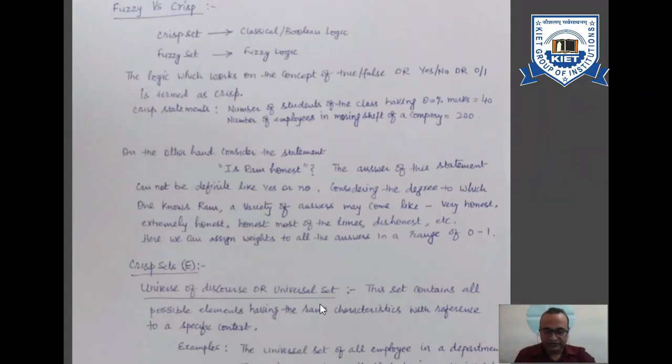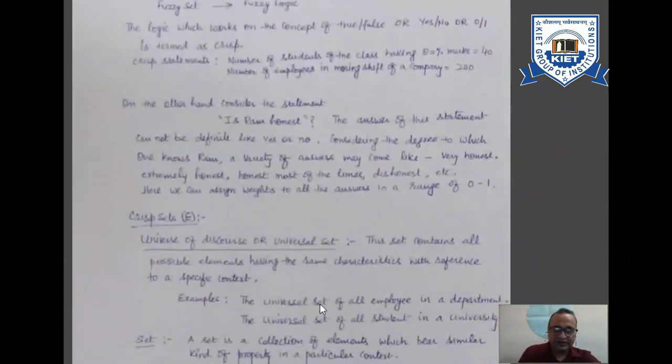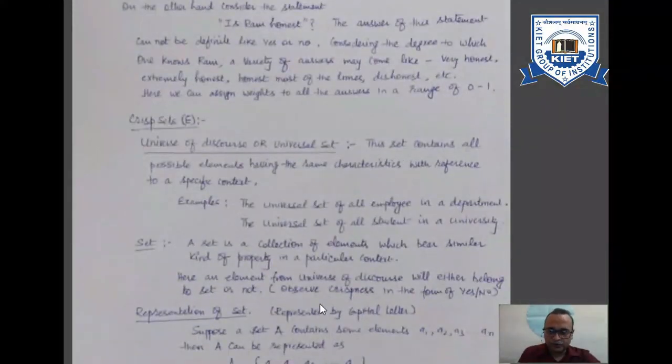Let's come again to the same thing: you already know what crisp sets are. You have already made a lot of sets. You know what a set is. A set is a collection of elements which have a similar kind of property in a particular context. Here an element from the universe of discourse will either belong to the set or it will not belong to the set. So here the answer is yes or no. Here crisp logic works in the background.